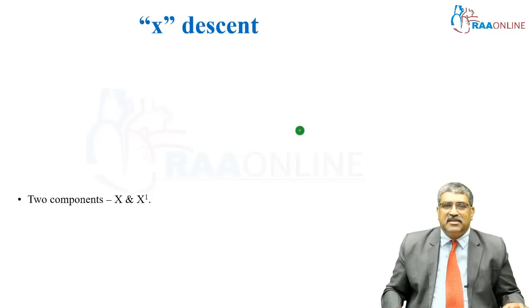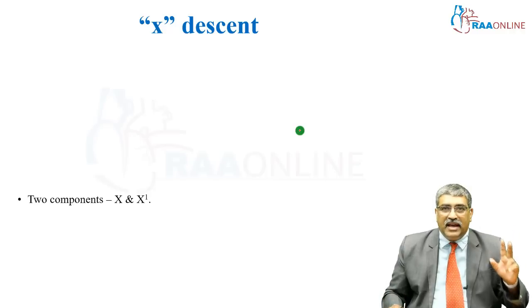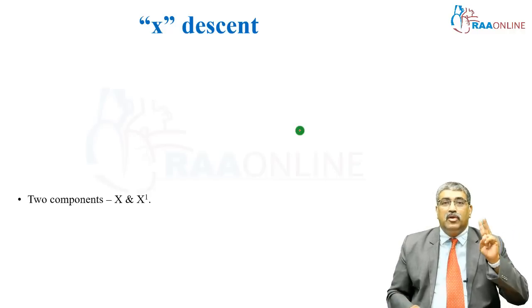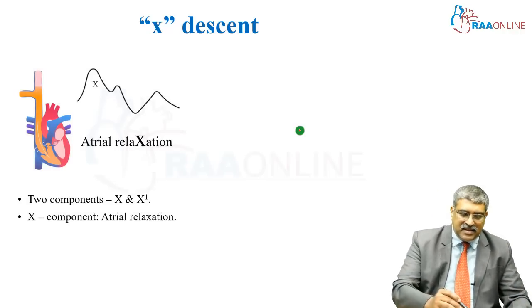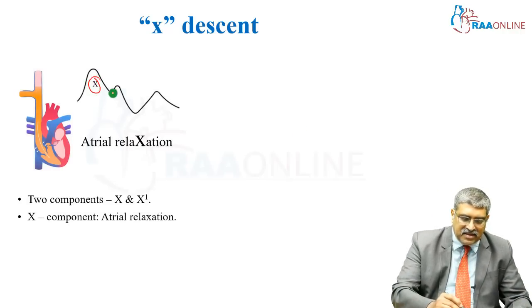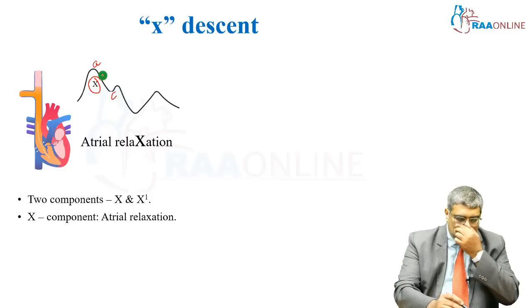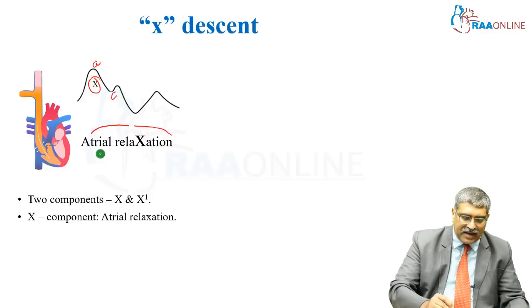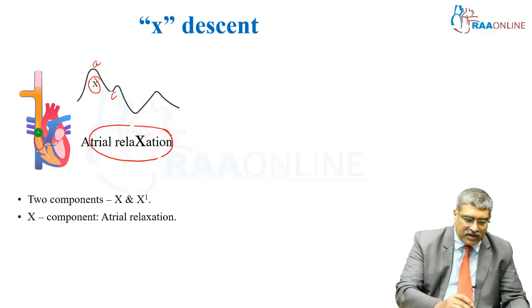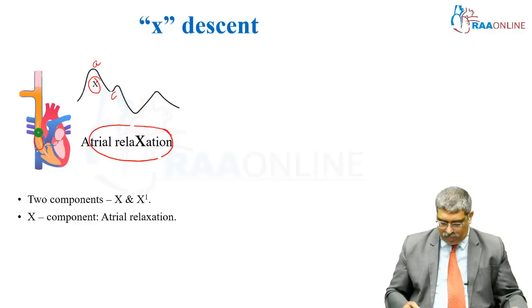Coming to the next wave, which is a negative wave called the X descent. Here, you have two descents, X and X dash. X is atrial relaxation. This is the C wave, this is the A wave. The first is atrial relaxation. The atrium is relaxed, that is the X component.